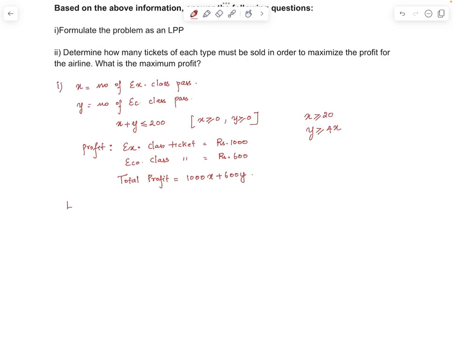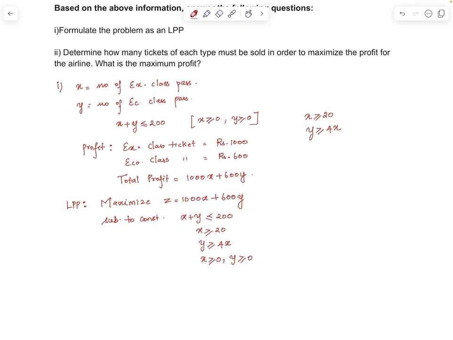Now let's define the LPP. Maximize Z equal to 1000x plus 600y subject to constraints x plus y less than or equal to 200, x greater than or equal to 20, y greater than or equal to 4x, x greater than or equal to 0, y greater than or equal to 0. So this is the answer for the question 1.